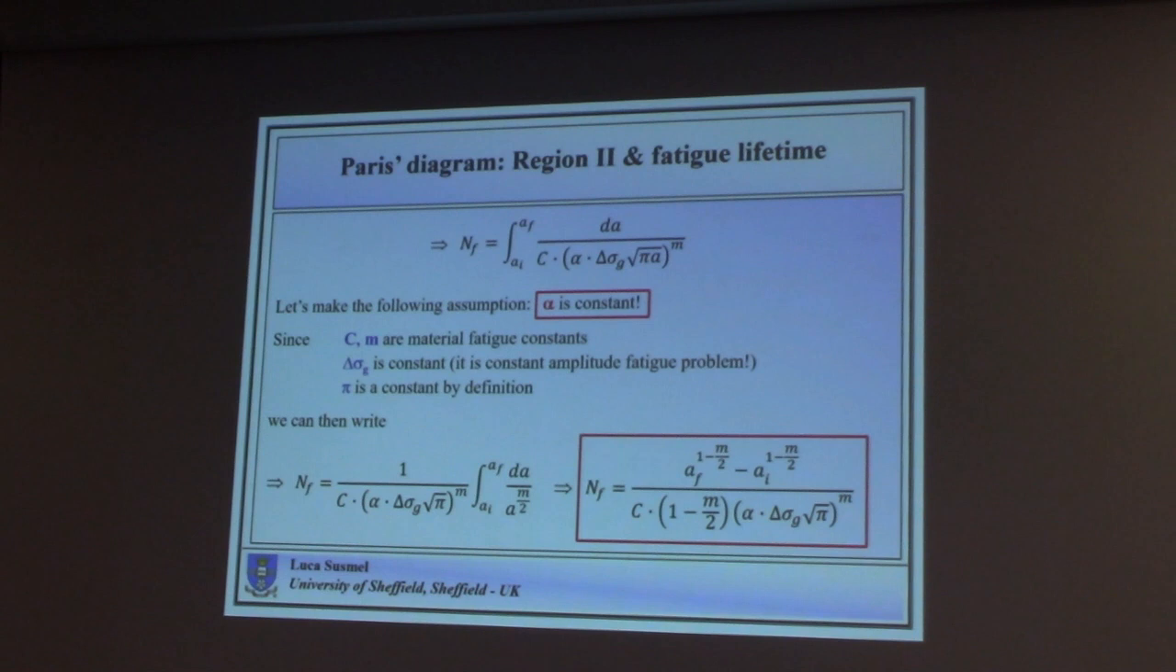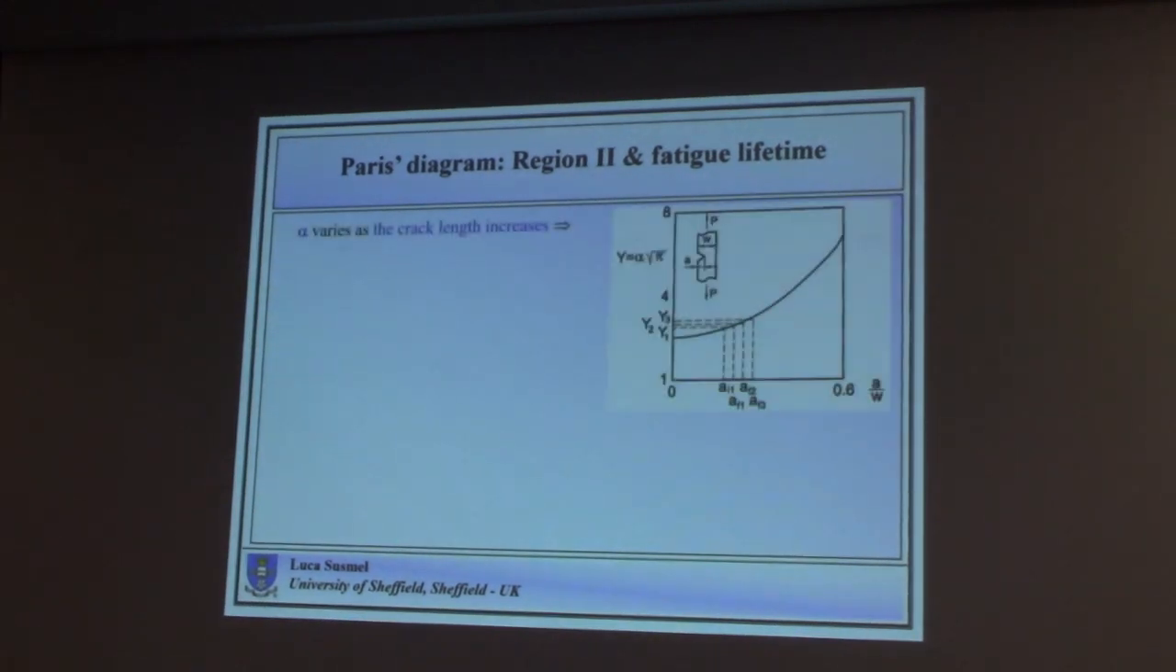You might have certain cases where the component is so big that the variation of alpha is so small that you can assume that alpha is constant, but actually in general it's not the case. So one trick we can use to sort out the problem is, if this is the way the shape factor changes as the crack length increases, we can subdivide our propagation range into a number of sub-intervals for which alpha can be assumed almost constant.